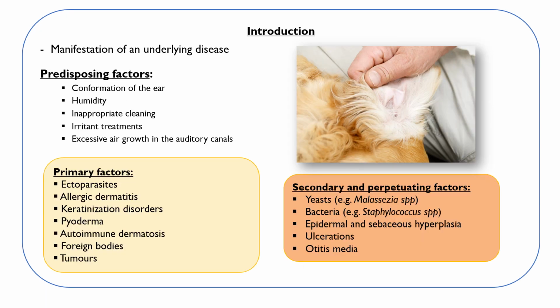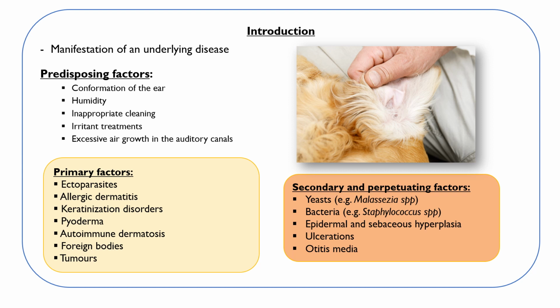What we need to know is that an otitis is usually the manifestation of an underlying disease, rarely is a local phenomenon alone. We have predisposing factors that increase the likelihood of developing otitis, as the conformation of the ear, humidity, inappropriate cleaning, irritant treatments, and excessive hair growth in the auditory canals. These help the settlement of the primary factors that are responsible for the original inflammation, as ectoparasites, allergic dermatitis, keratinization disorders, pyoderma, autoimmune dermatosis, foreign bodies, and tumors.